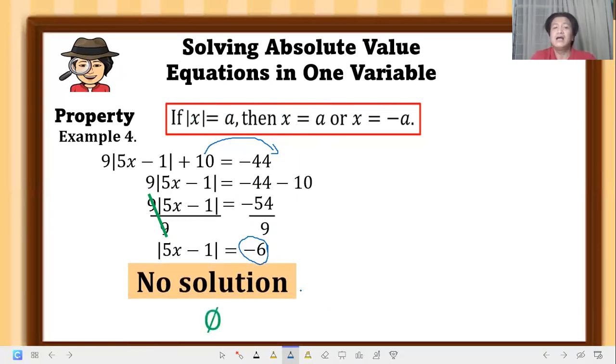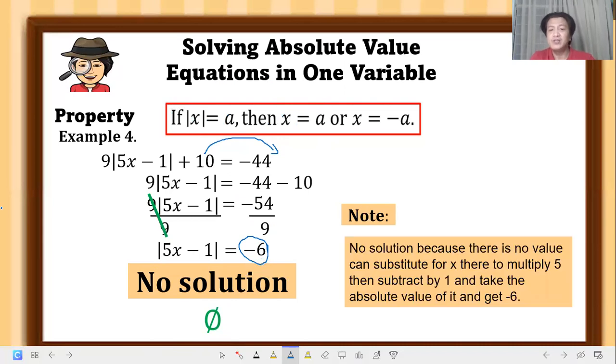Okay? So ang gagawin lang natin, isulat lang natin na empty or this is symbol for no solution. Kasi negative po yung nakuha natin dito sa simplified. And bakit siya no solution? Kaya ng sinabi ko kanina, no solution because there is no value can substitute for x there to multiply 5, then subtract by 1 and take the absolute value of it and get negative 6.